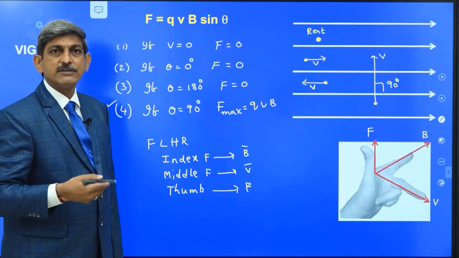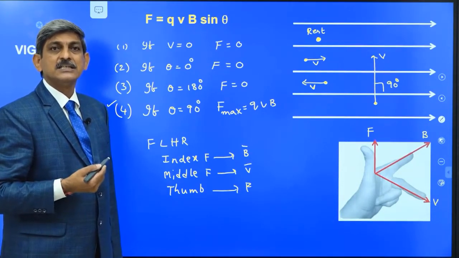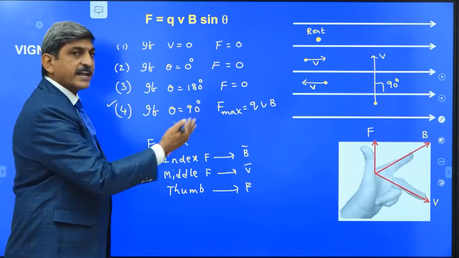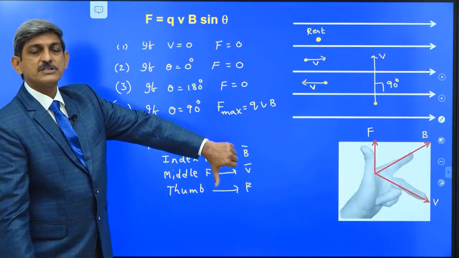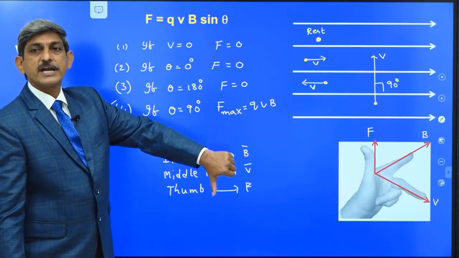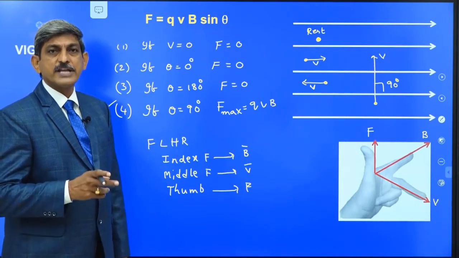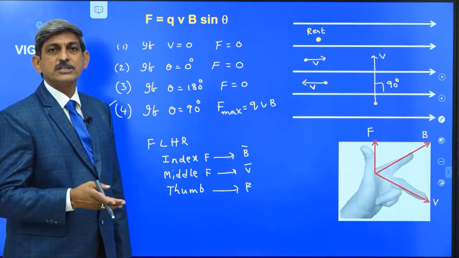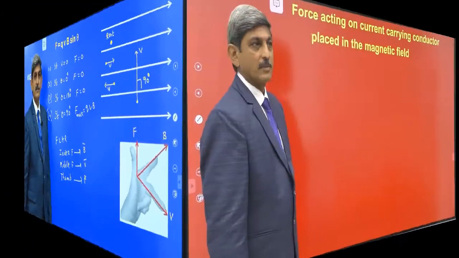Sometimes the negative charge may also move in the magnetic field. In such cases, just find the direction of the force acting on the positive charge and reverse the direction of the force, which gives the direction of the force acting on the negative particle. That means the direction of the force acting on the negative particle is opposite to the direction of the force acting on the positive particle.